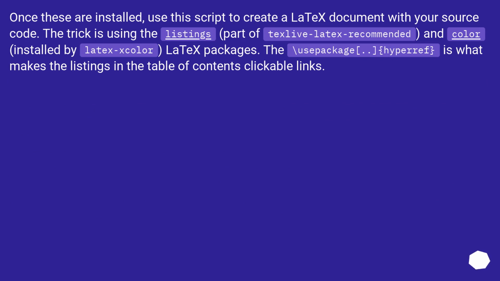This should also install a basic LaTeX system if you don't have one installed. Once these are installed, use this script to create a LaTeX document with your source code. The trick is using the listings package, part of TexLive LaTeX recommended, and color, installed by the LaTeX color packages. The usepackage hyperref is what makes the listings in the table of contents clickable links.